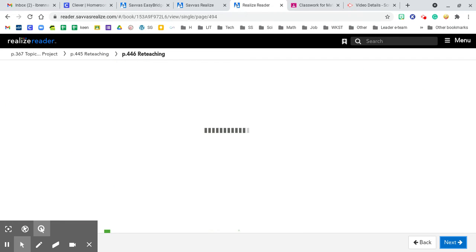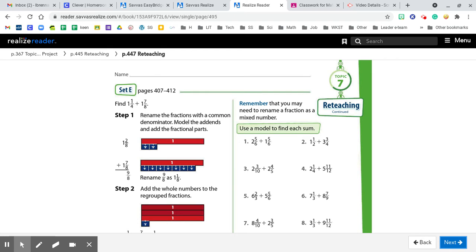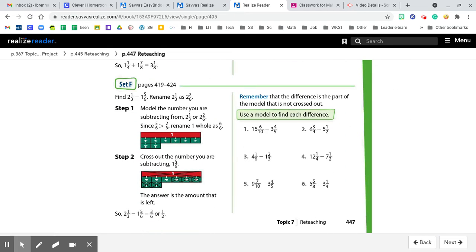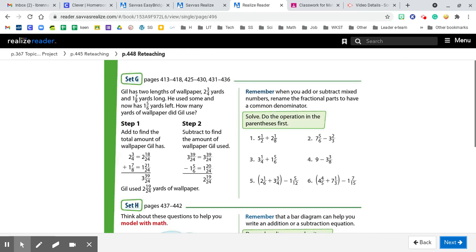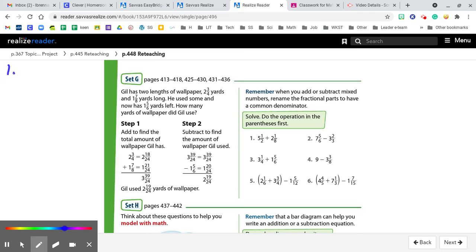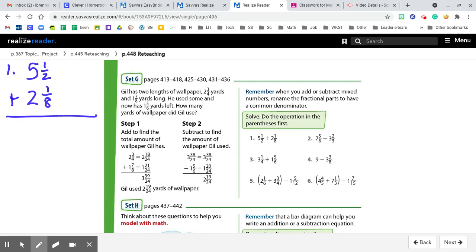Moving on to set G. Okay, set G. Remember, when you add or subtract mixed numbers, rename the fractional parts to have a common denominator. So number 1, 5 1/2 plus 2 1/8. 2 goes into 8, so I can leave that 1/8 alone. And 1/2 renames to 4/8. So when I add the fractions, I have 5/8. The whole numbers, I have 7. So I'm going to have 7 5/8.